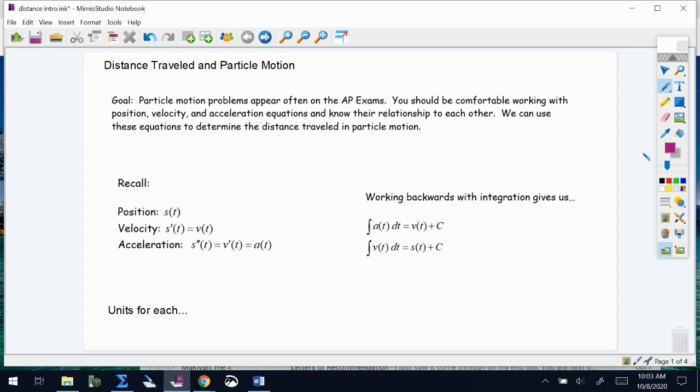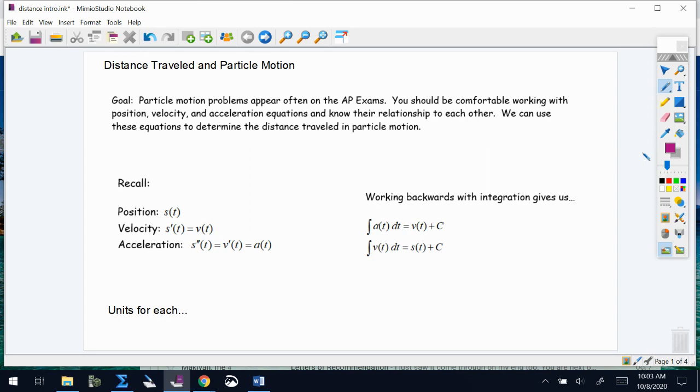The idea is you have something moving. It could be a car, it could be a person. I've even seen ones that say like a bug is moving along an axis or along a graph, but they just generically call it particle motion. So things are moving. We can use integrals to find how far they've moved. We can also use derivatives to tell us a lot of other things as well.